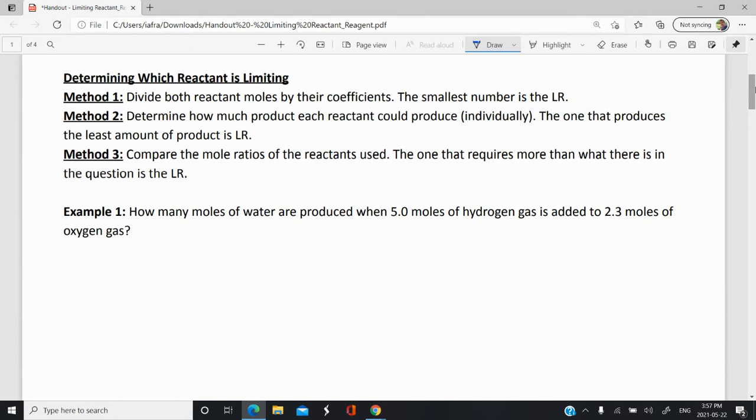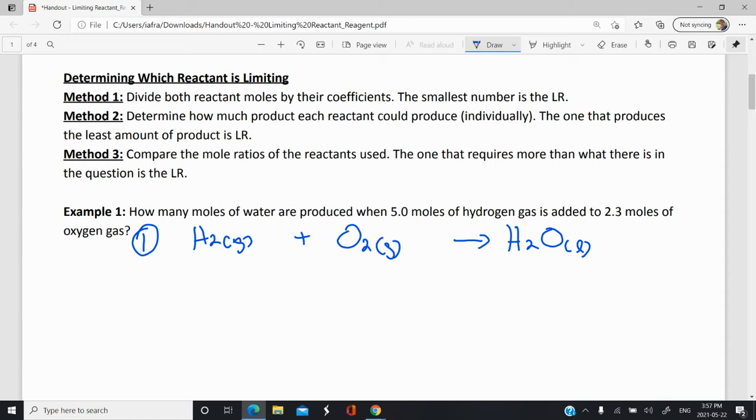So we have: how many moles of water are produced when 5 moles of hydrogen gas is added to 2.3 moles of oxygen gas? The first step is essentially the same as any stoichiometry problem. Write a balanced equation out. So we have some hydrogen gas reacting with our oxygen gas. Remember, they're diatomic. And then they're going to produce some water. Let's just say, we could say it's liquid, we can say it's gas. We didn't really state it here, so that doesn't really matter too much.